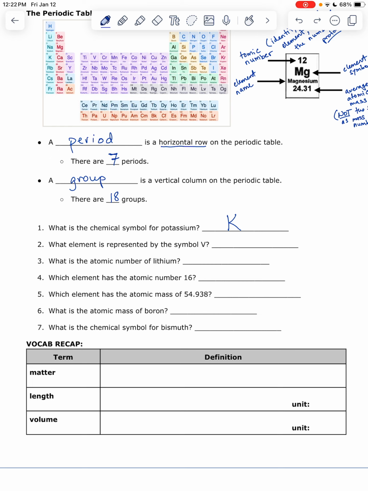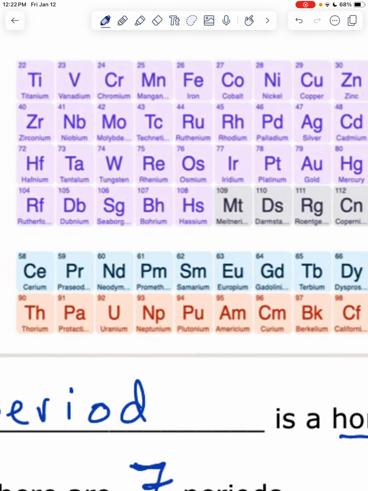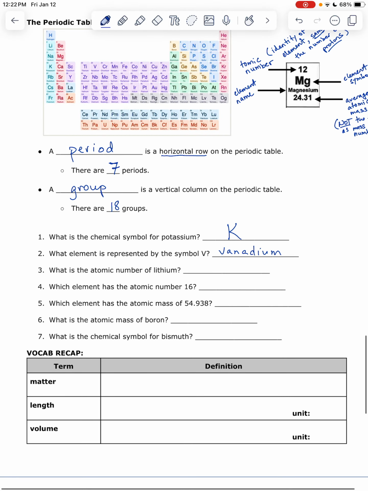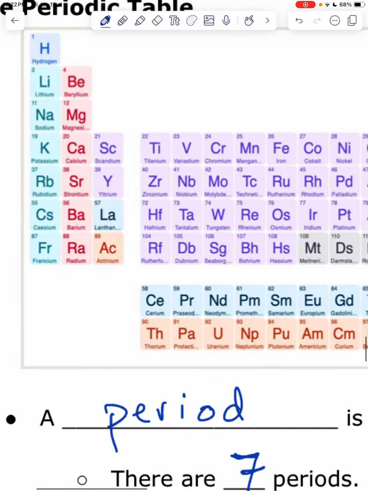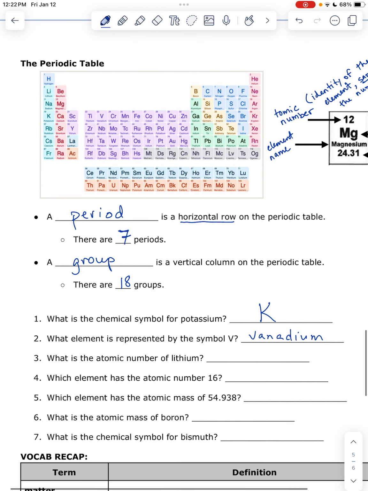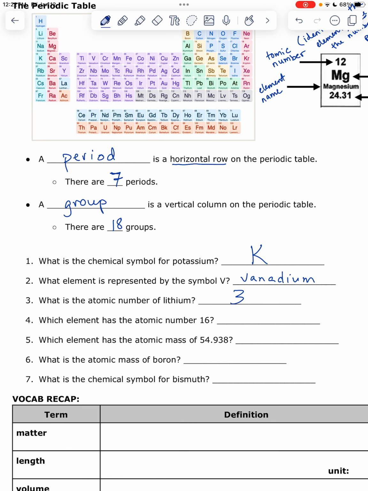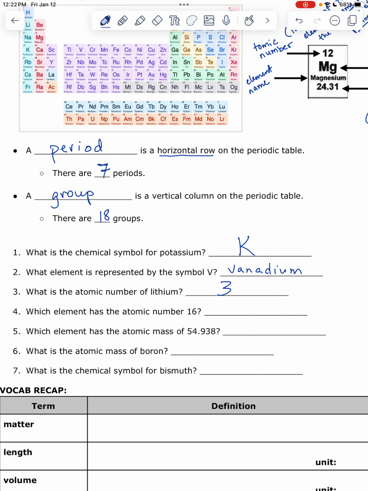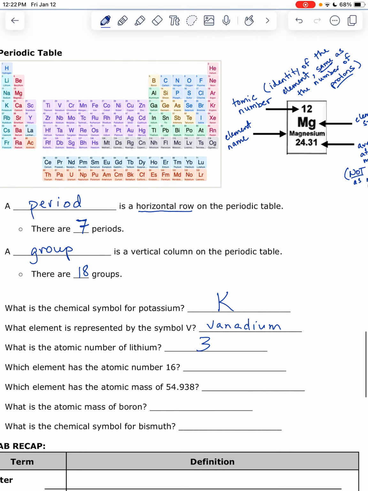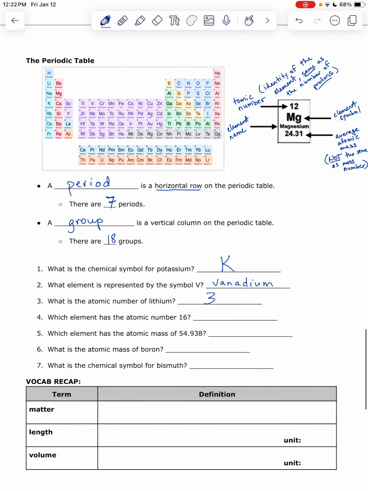What element is represented by symbol V? I look for V up in the periodic table. Vanadium. All right, vanadium. There's V, vanadium. What is the atomic number of lithium? I find lithium, all right? And now we're just getting used to being able to identify different things in relation to what we can see and what information we're given on our periodic tables. And we're given a lot. That's pretty much your answer key to this entire semester. You just got to know how to use it. Which element has the atomic number of 16? Remember, the atomic number is at the top, 16. That is sulfur.